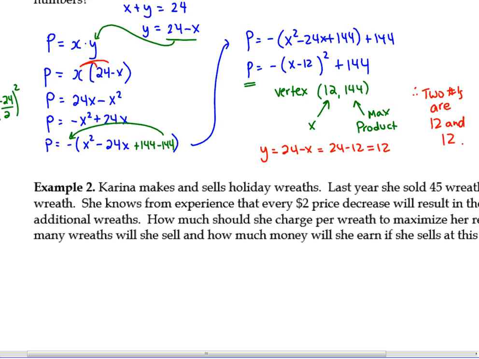Which makes sense if you know a product tree. All the ways we can add to 24, the largest product we can make is if they're both 12. It's a square. Squares are going to be the largest. So no real surprise there. But that at least took us through the process of how to get it algebraically.